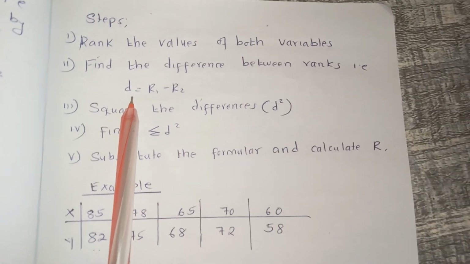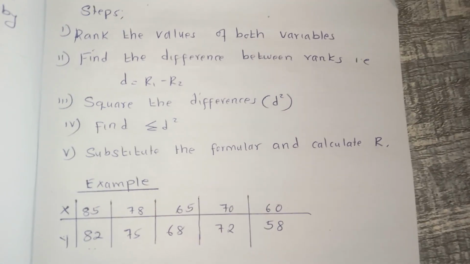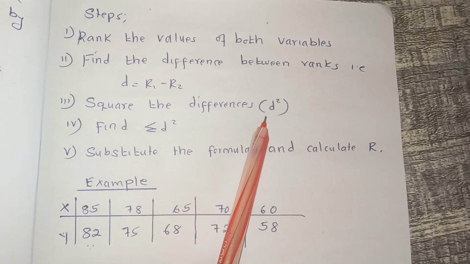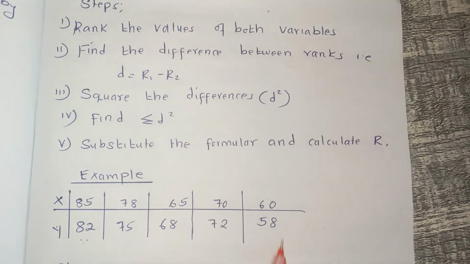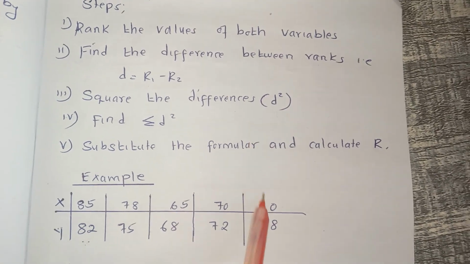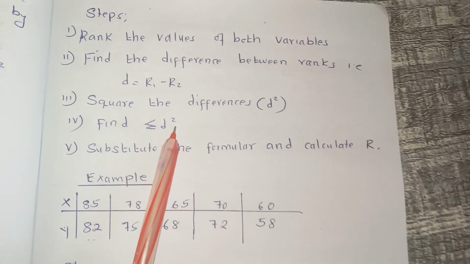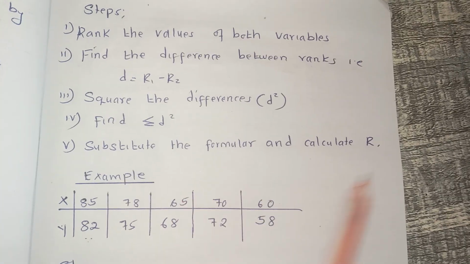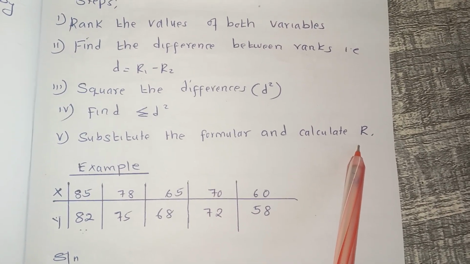The D column is obtained by taking R1 minus R2, and then you need to square the differences. Once you square the differences, you get D squared. When you have the values on the D squared column, you add them all, and they give you the summation of D squared. Then you substitute into the formula and calculate R. And remember, our R is the Spearman rank correlation coefficient.